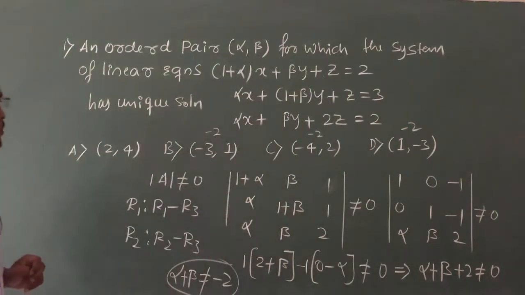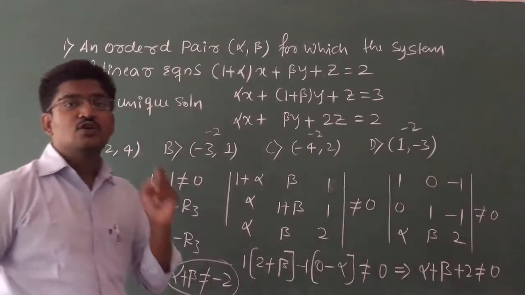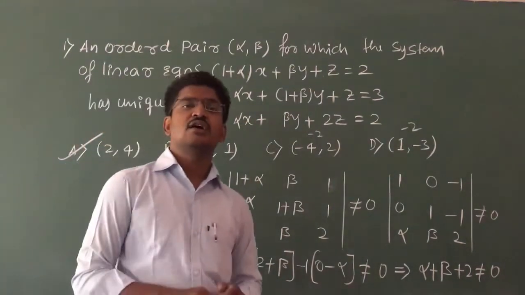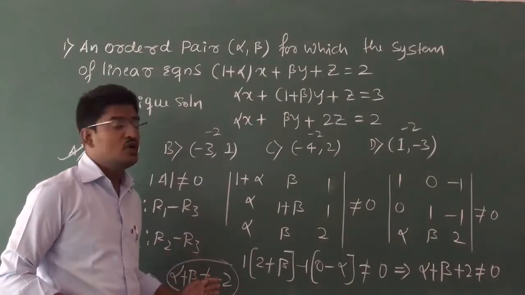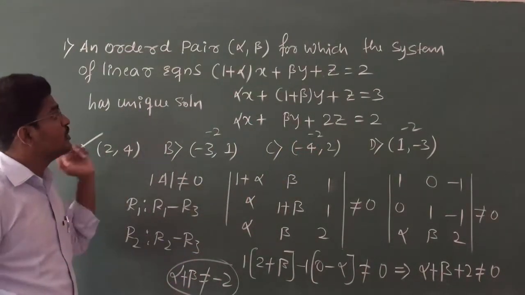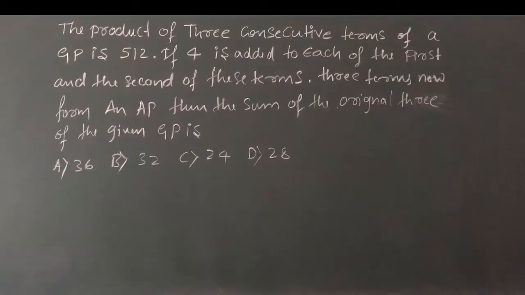So your answer is the open interval 2 comma 4, because here minus 2 is not present. Minus 2 is present in all three other intervals, and here it is not present. Therefore this will be your answer. Okay students.